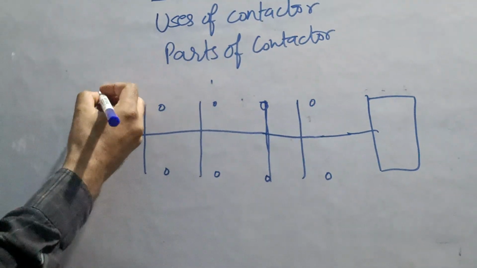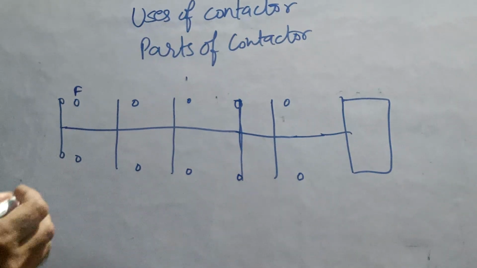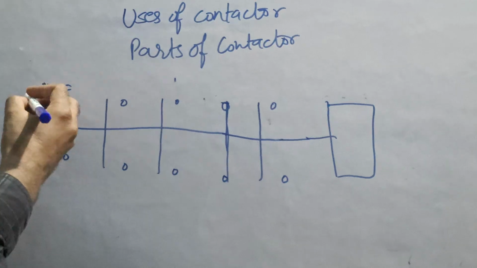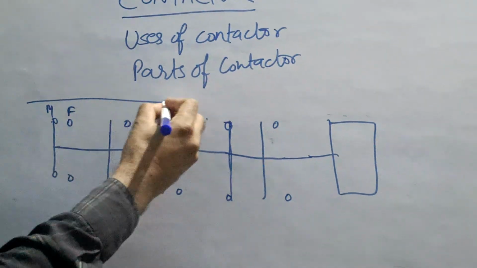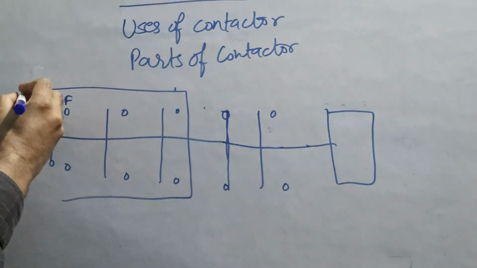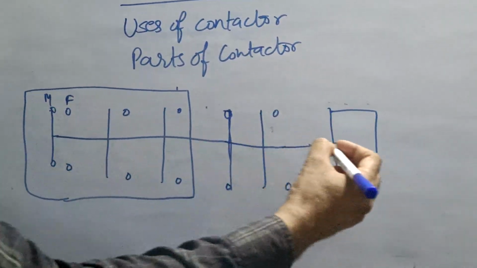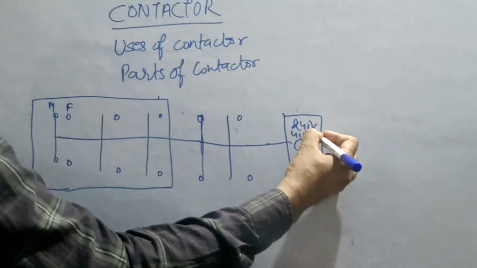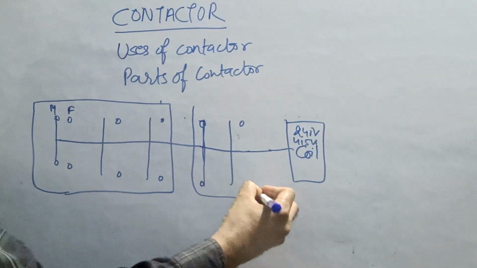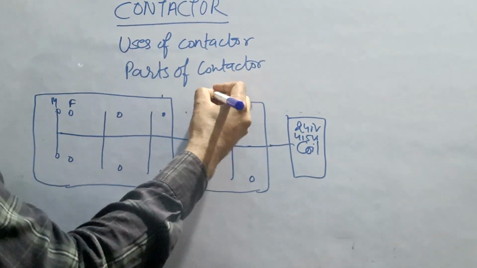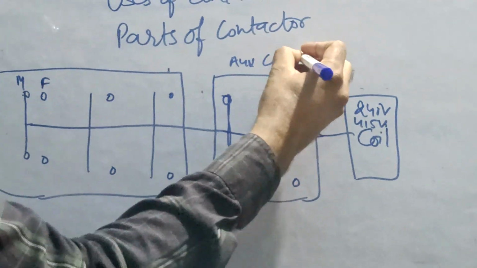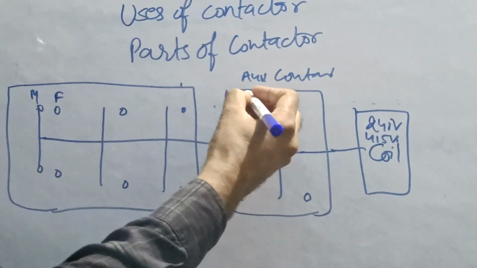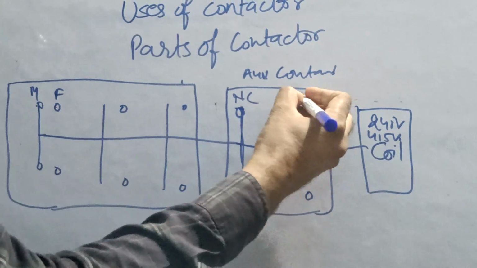So these are fixed contact which is inside the contactor. These are moving contact. So these fixed and moving contact form the power contact of a contactor. This is coil. This is 240 volt or 415 volt. These two constitute the auxiliary contact of contactor. There is NC point which is normally closed. This is NO point which is normally open.